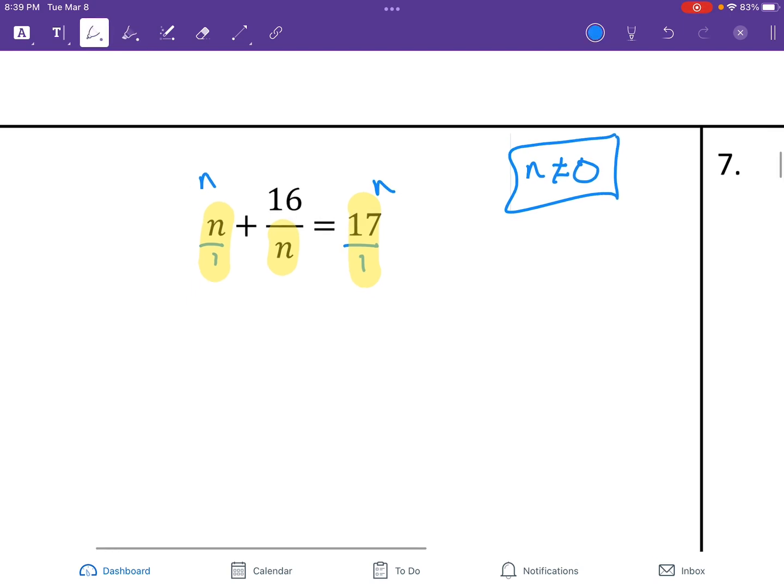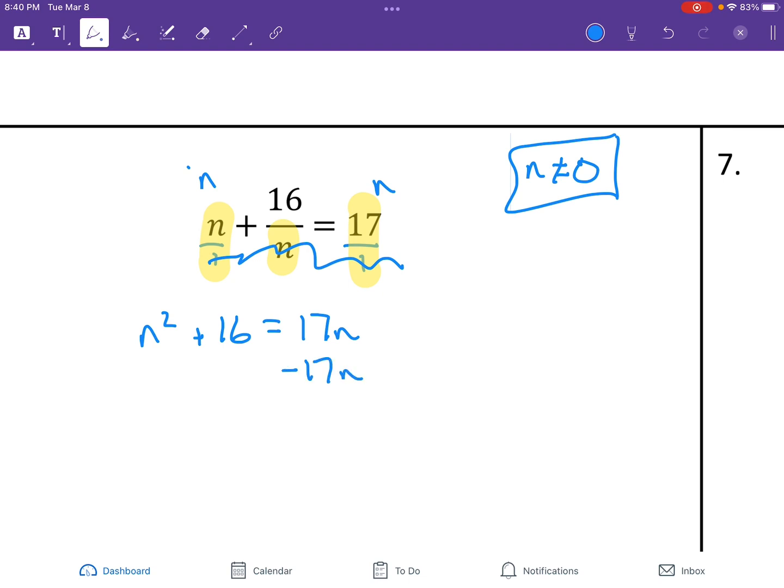So now we don't need the bottoms. We have n times n is n squared. Plus 16 doesn't get multiplied by anything. And 17 times n is 17n. To solve this, we're going to bring the 17n to the other side by subtraction. So we have n squared minus 17n, plus 16, and that equals 0.